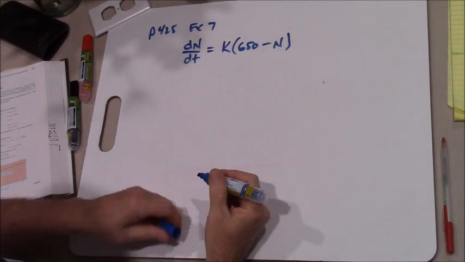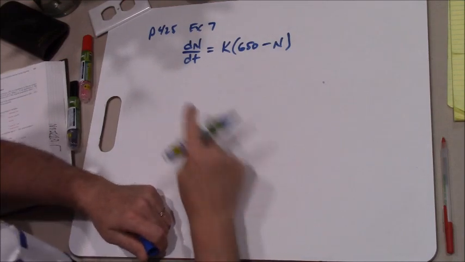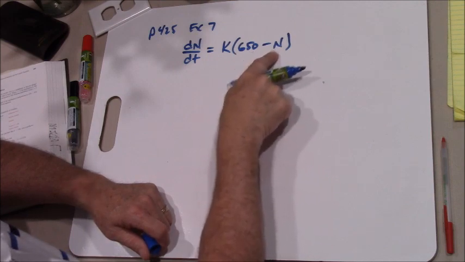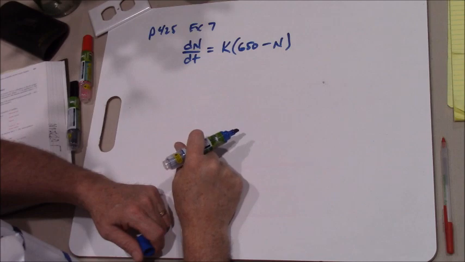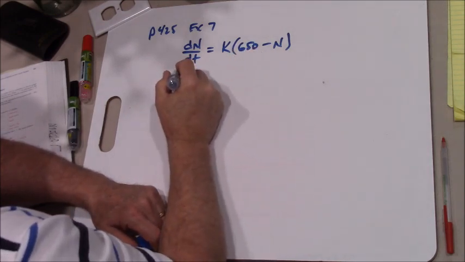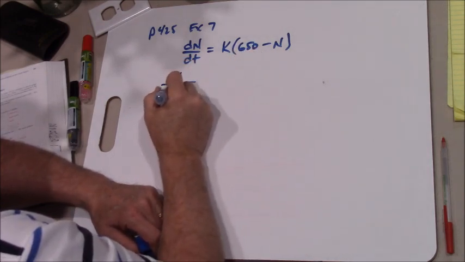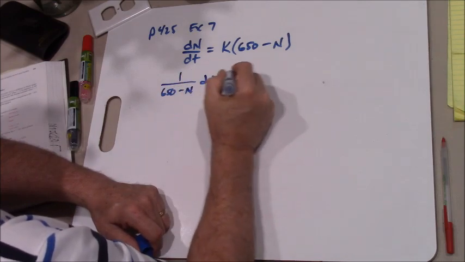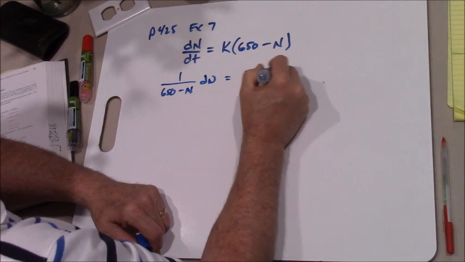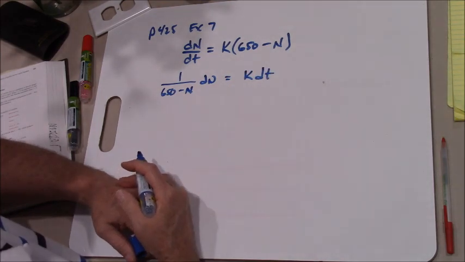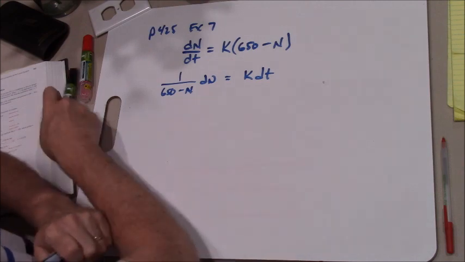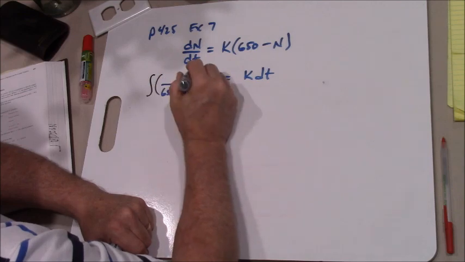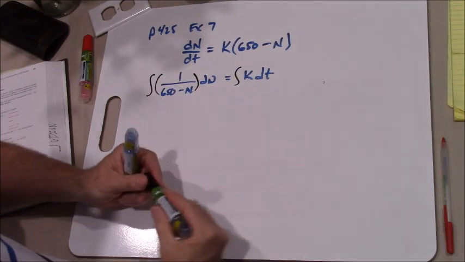Alright, so I need to start with my separation of variables. So the dt has to go over on this side. This set of parentheses here that has an n in it has to come over to this side. So if I bring this over and divide, I have 1 over 650 minus n dn is equal to k times dt. And so now I need to integrate both sides. So I'll do the integral of this and the integral of this.